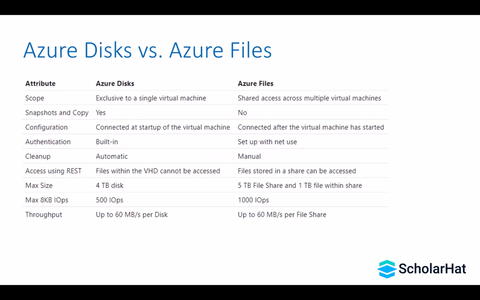REST API access is only for SSD, not for VHD. The max size we can create for a disk is 4 TB. The maximum size of an Azure file share can be 5 TB. This is the input output operation, and this is the throughput. So these are the differences between Azure disk and Azure Files.